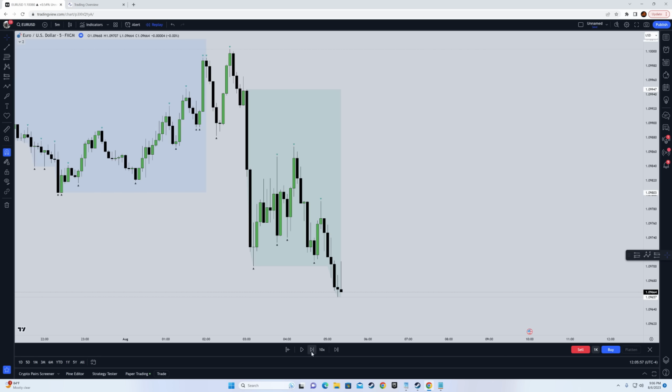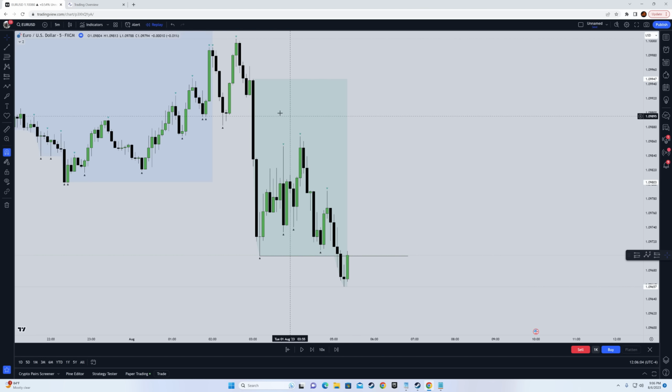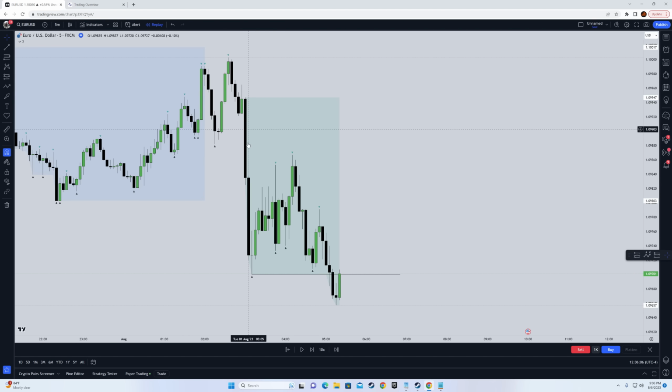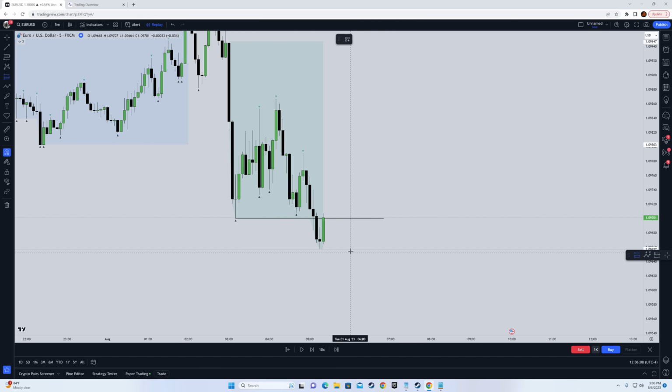Looking for the setup to pop off here. Do we have a closure above? Yes, we do. So look at this. The ALX started here during the London session, so we can absolutely take this trade. Going long just here. Stop goes right below this low, and we go for 1 to 2.